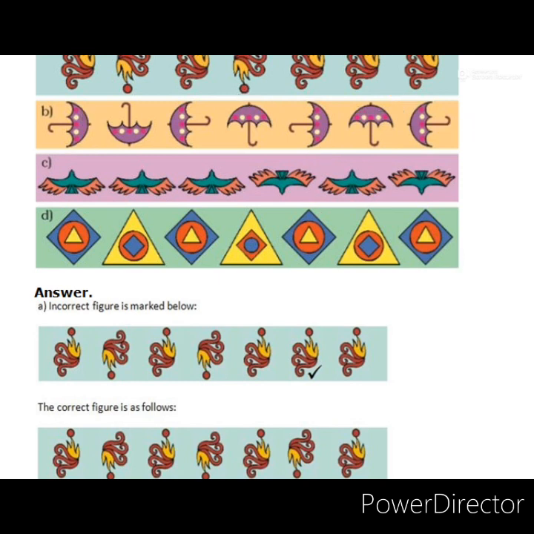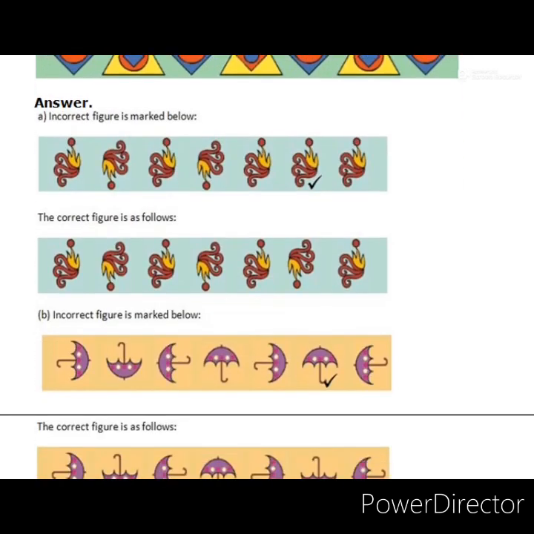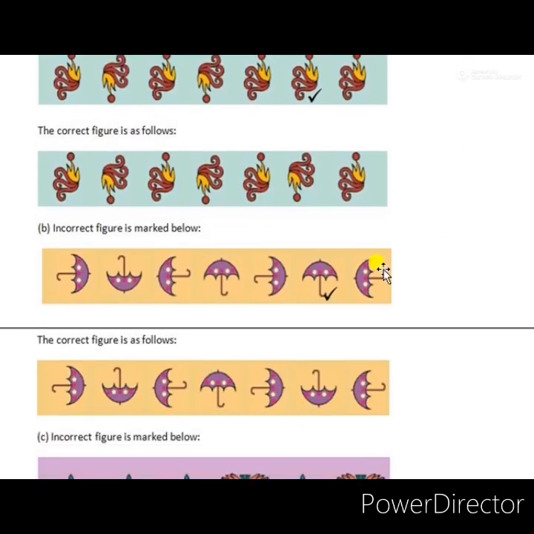So you put a tick mark there, I will show it, and we have to correct it. See that sixth position, the umbrella should come in this position, and I have corrected it.